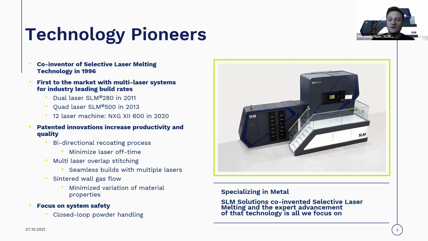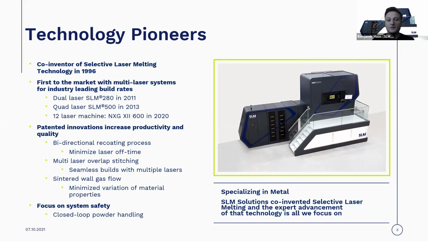Furthermore, we do have tons and tons of patents that we're quite proud to have, and we are very much defending those patents. Might be minimal, might be really maximum impact patents, such as the bidirectional recoating process that minimizes laser off time. Of course, when we speak about multi-laser machines, we also have to talk about overlap, and we have a patent on an overlap stitching technology, which guarantees seamless builds with multiple layers throughout the entire build height.